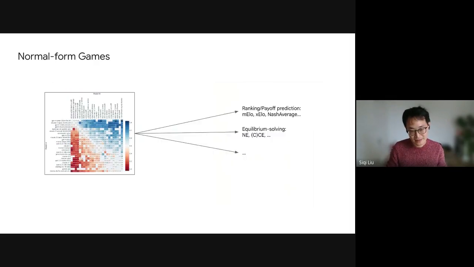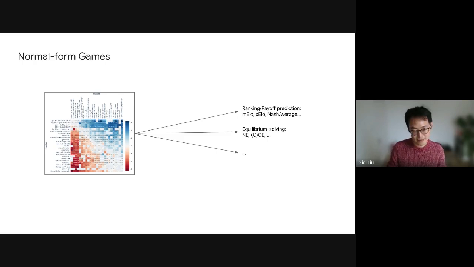So the question then is, if you zoom out and look at the field, you see that starting from the same data modality of normal form games, we have this emergence of different sub-communities focused on different specific topics in this area. So you have communities forming around ranking and payoff prediction problems. There we see methods that extend from Elo, such as multidimensional Elo, X-Elo, Nash averaging, with all the benefits that come with those. But you also have, on the other side, the equilibrium solving community, which is focused on solving for Nash equilibrium, correlated equilibrium, etc.